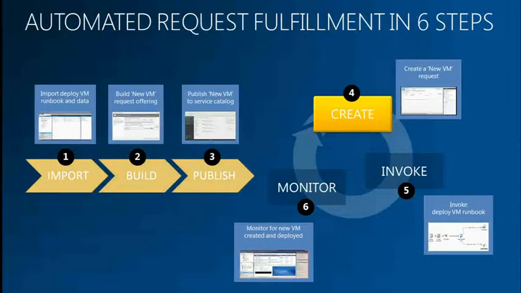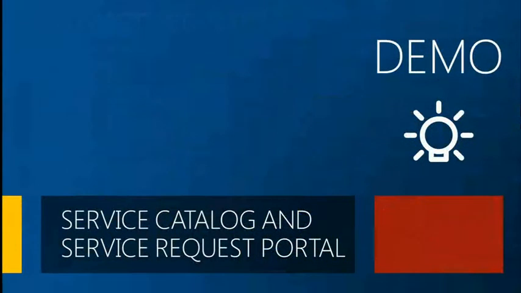So, through our 6-step process, we talked about importing, building, publishing, how we go about creating these request offerings, and how you can go about accessing that through our service catalog. Let's now show you what that looks like.